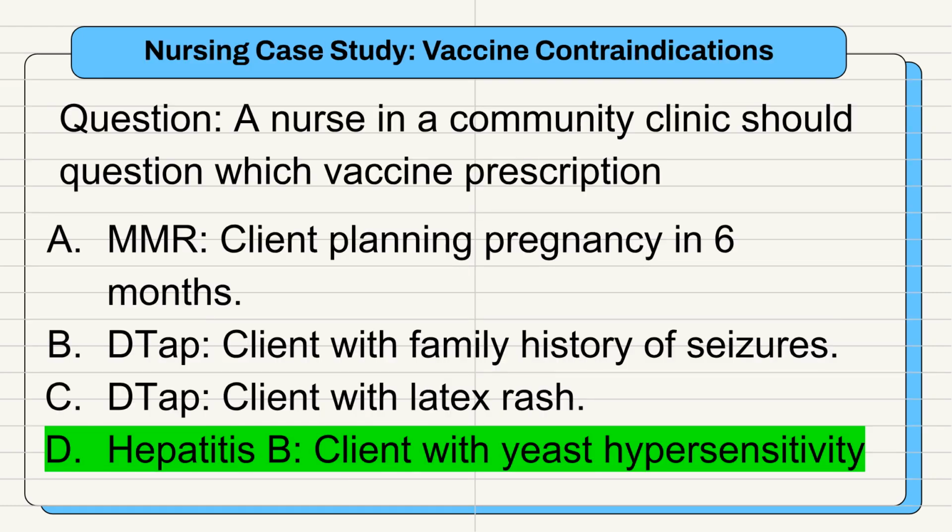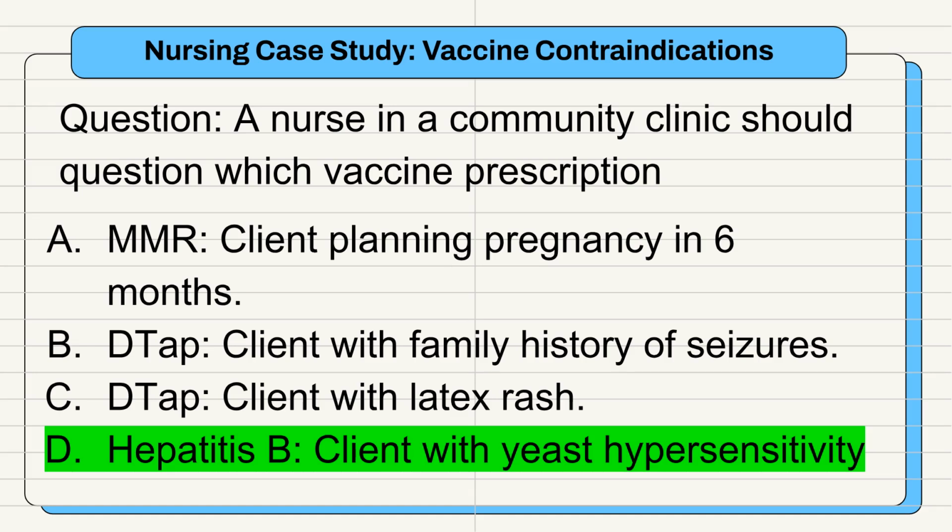Let's test your knowledge with an NCLEX-style question. A nurse in a community clinic should question which vaccine prescription? A. MMR, for a client planning pregnancy in 6 months. B. DTaP, for a client with a family history of seizures. C. DTaP, for a client with a latex rash. D. Hepatitis B, for a client with yeast hypersensitivity.